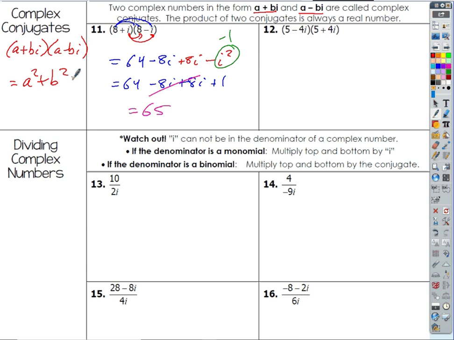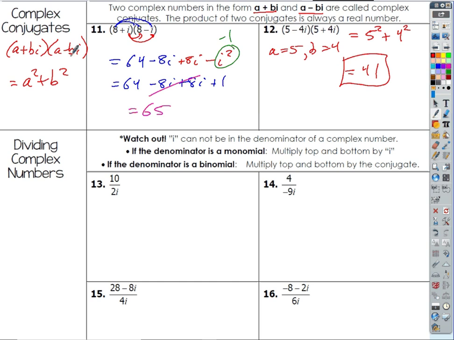we can take a shortcut then. These fit the bill of complex conjugates, don't they? Wouldn't you agree in this case that a is 5 and b is 4? And that's just a minus bi times a plus bi. So what's the answer? Good. 5 squared plus 4 squared, which you're going to say, 25 plus 16, so it's just 41, right? Okay. Yeah, the i goes away when you multiply complex conjugates together.